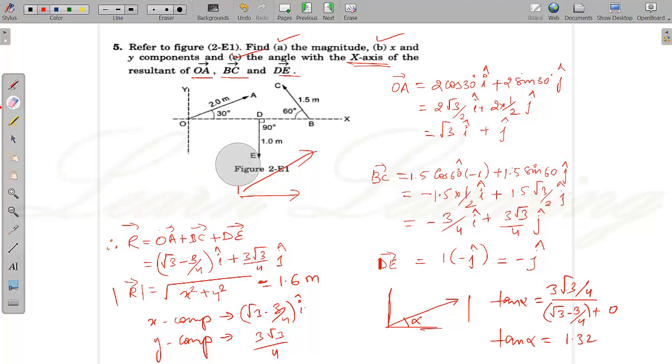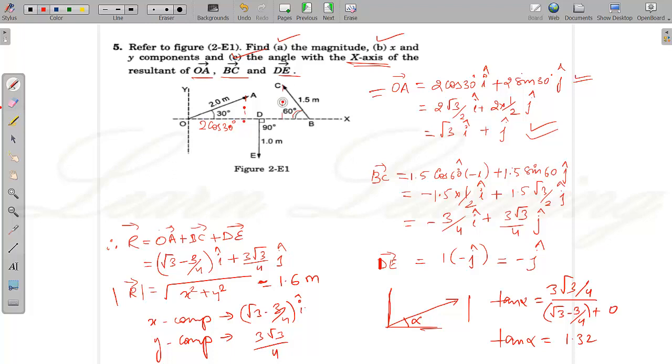All right, so here we will use the OA vector first and see how we can resolve it. What is the angle of the OA vector with the x-axis? It is 30 degrees. As I told you, whichever axis the angle is given with, that will be cos. So this will be 2 cos theta, where theta is 30 degrees, so that is 2 cos 30 i cap. If the angle is given with one axis, that is cos, and the other one will be sine. So it is 2 sin 30 j cap. Similarly for BC, the angle given is 60 degrees with this.